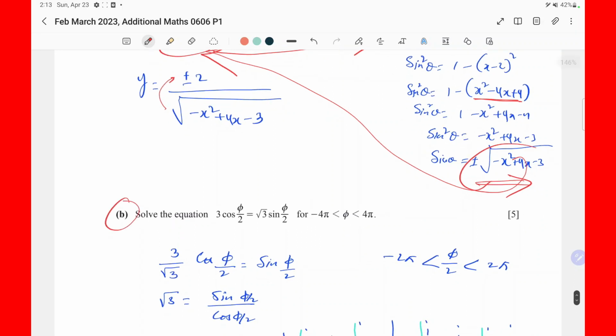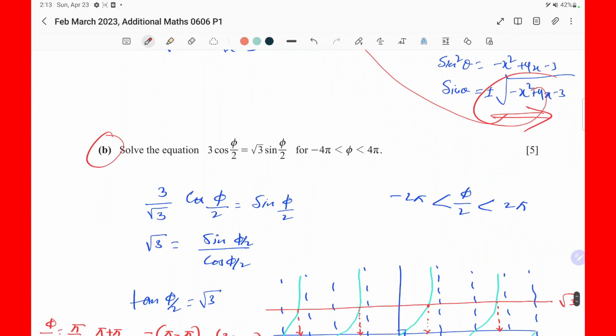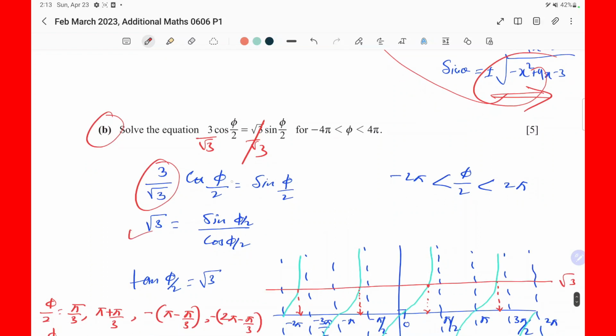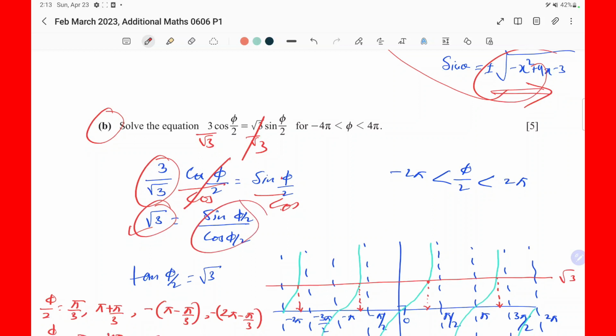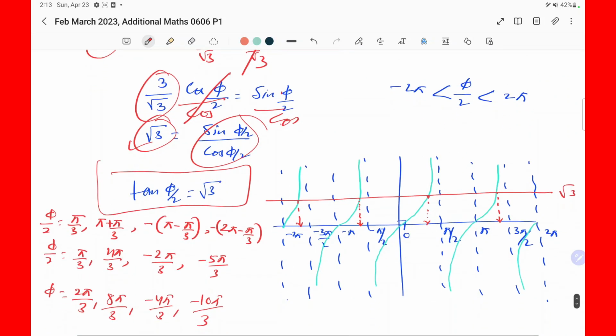Now B part that says solve the equation. Here, first I would like to divide by root 3. So this root 3 and root 3 cancel, and 3 over root 3 is root 3 basically, and divide by cos and cos. So cos cancels, you will get root 3, sine over cos, which is tan. So finally I got tan phi by 2 equals root 3.